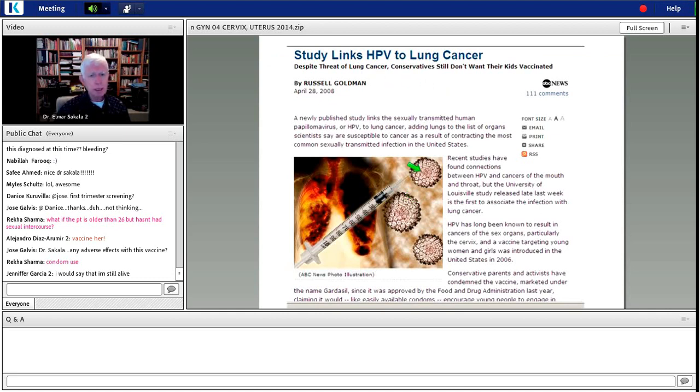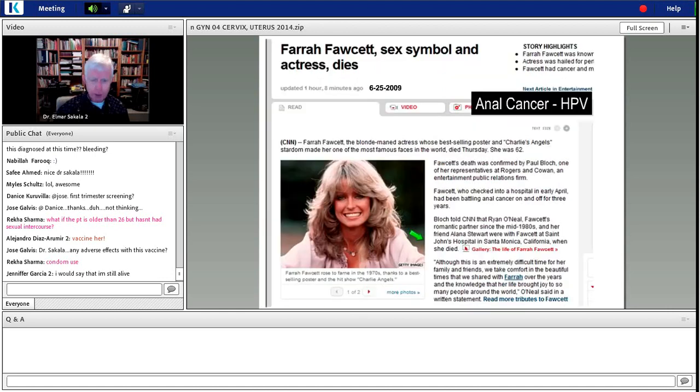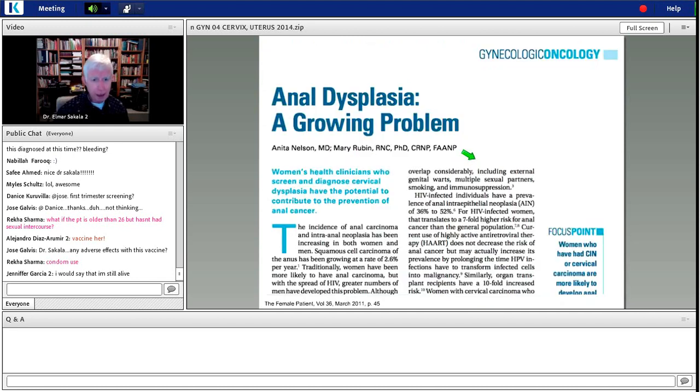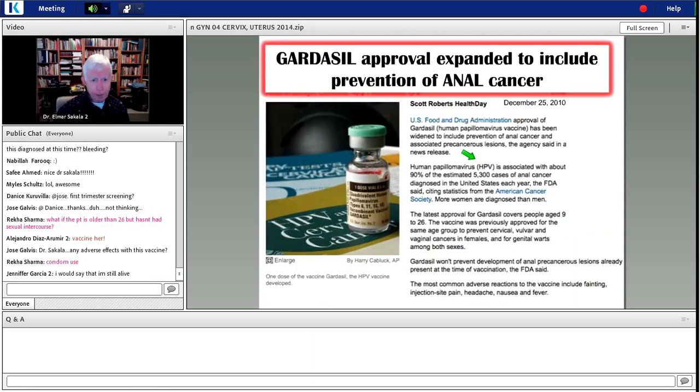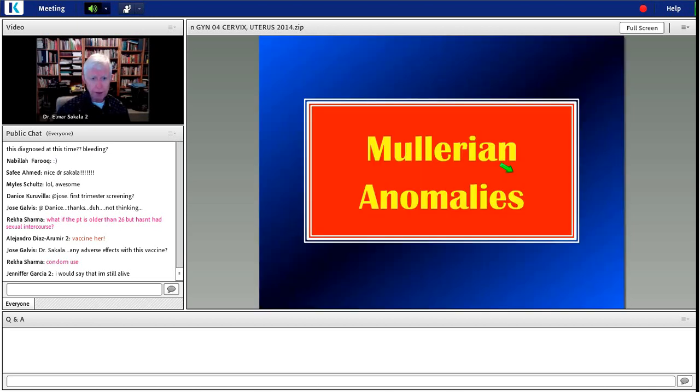HPV may be linked to lung cancer. By immunizing against HPV, we could be preventing lung cancer. Anal cancer can also be caused by HPV DNA types 16 and 18. There is now a big issue with anal dysplasia, and Gardasil has been approved to include the prevention of anal cancer from anal intercourse.